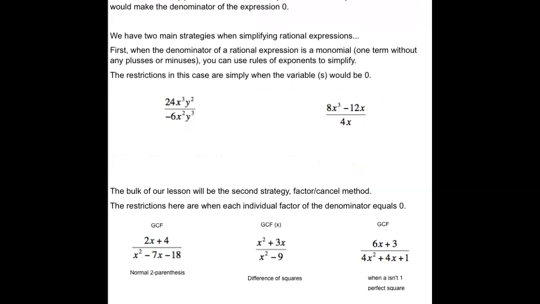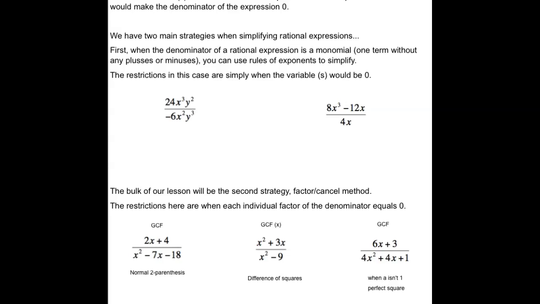The first one, when the denominator of a rational expression is just a monomial, where there's just one term, there's no plus and minuses between terms, then we can just use our rules of exponents to simplify. So the restrictions in this case would be simply what would make that variable equal to 0, which in this case would just be a 0.